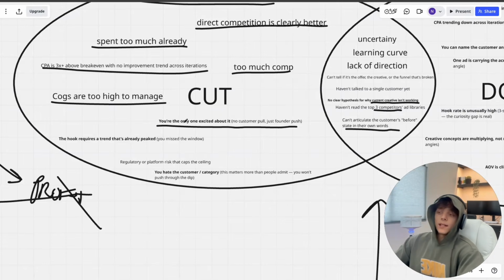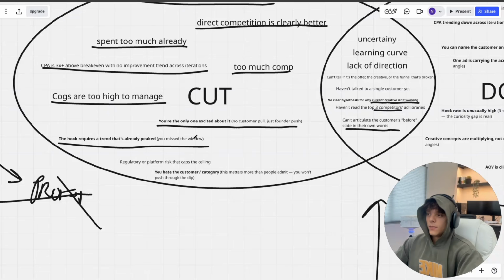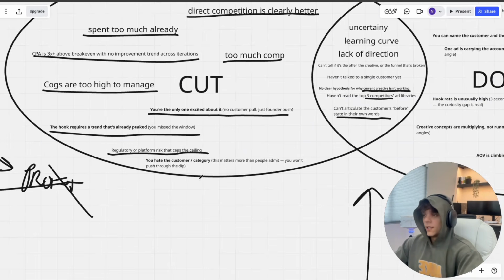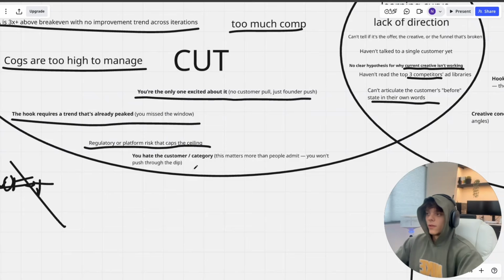So if you're super excited about it because it's something you really like, but there's not really a market for it, you should probably cut it. If the hook requires a trend that's already peaked, you should cut it. If there's regulatory or platform risk, like it's a product that's selling a cancer angle or, I don't know, something crazy, you should probably cut it. It's just going to give you headaches. It's not worth it at all.